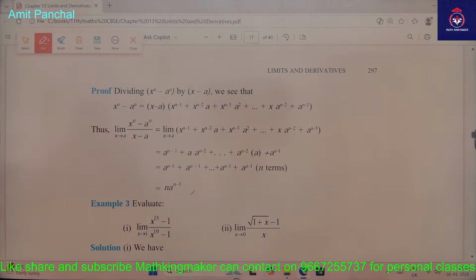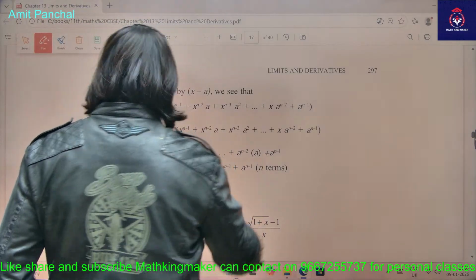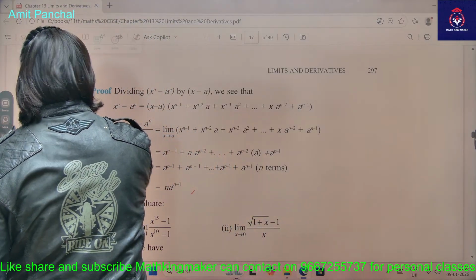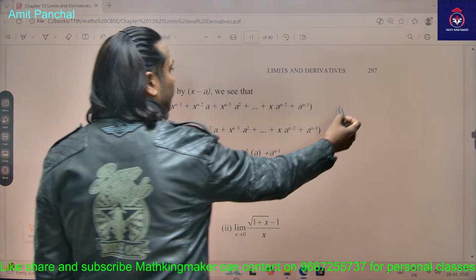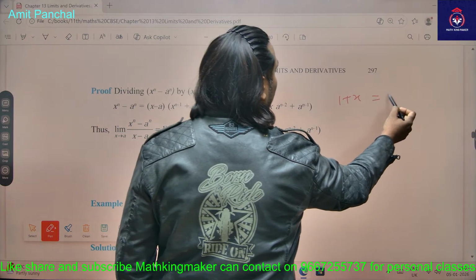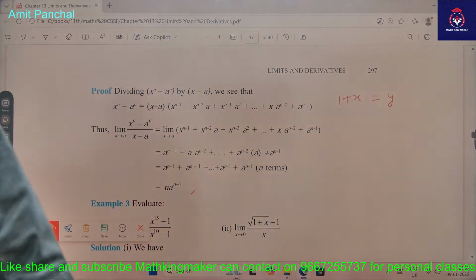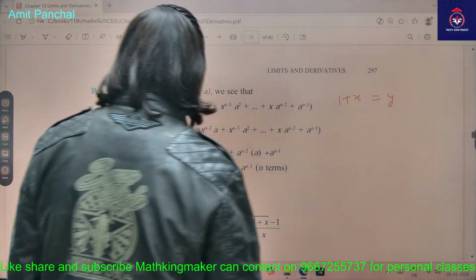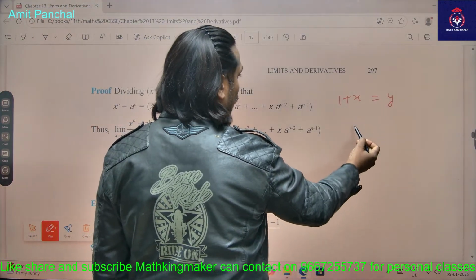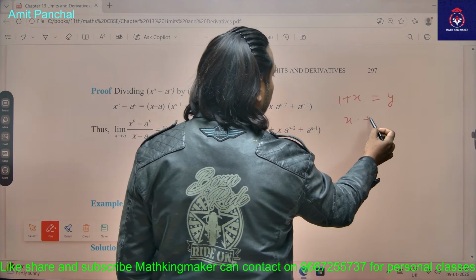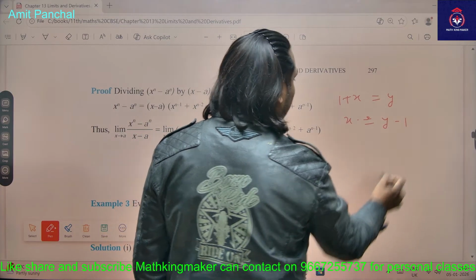So you have to take 1 plus x as another term, like y. Let us say 1 plus x is y. If you take 1 plus x as y, then x becomes y minus 1.